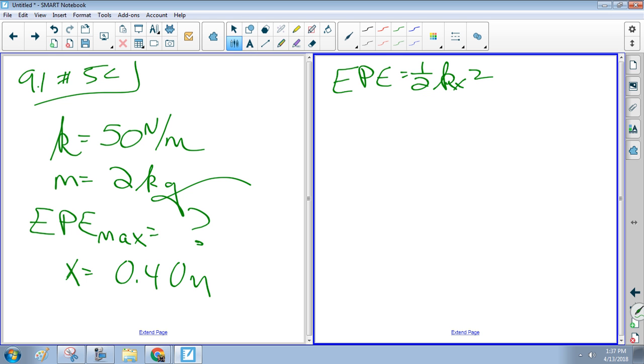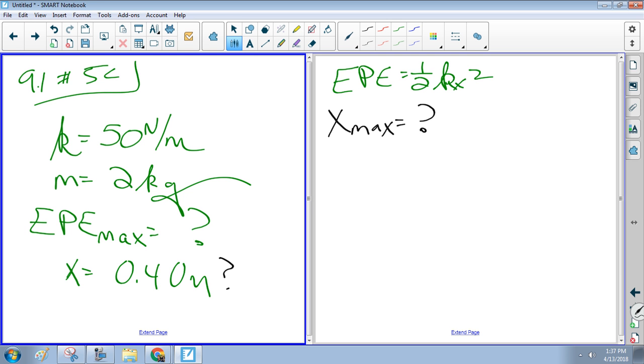So my x is however far it stretches between here. Right here, it's already got some elastic potential energy because it's stretched to this distance, right? But then on top of that, I'm going to stretch it an additional 0.4 meters. Follow? So what we need to do is figure out what our x max is. And it's not 0.4. Okay? So I'm going to put a little question mark over here because that's a little misleading. So I guess the question is, how do I find this?